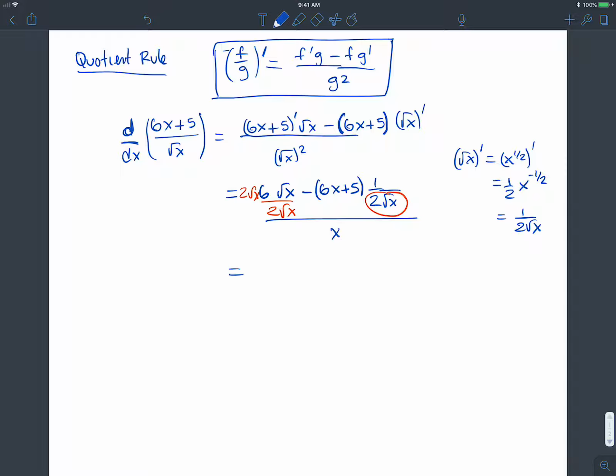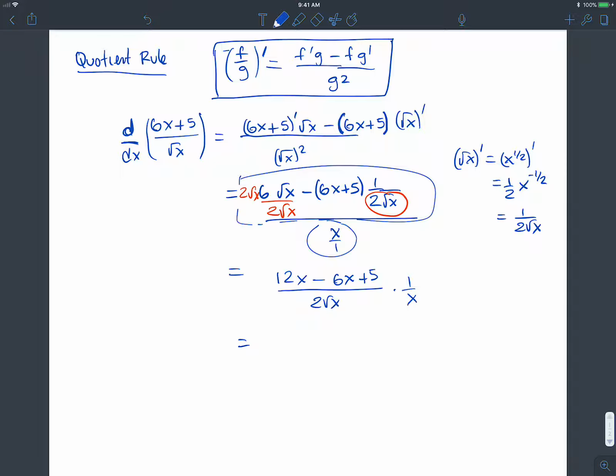So I have 12, and the root x times the root x gives me an x. And over here I have minus 6x plus 5, all that over the 2 root x. And all that is still divided by x, right? So this x I can put like this and put it over here. So this is a little bit of algebra manipulation. I'm dividing this fraction up here by this fraction, so it's the same as multiplying by the reciprocal, right? Okay, so this becomes 12x minus 6x, which is 6x plus 5, and I have 2x root x.